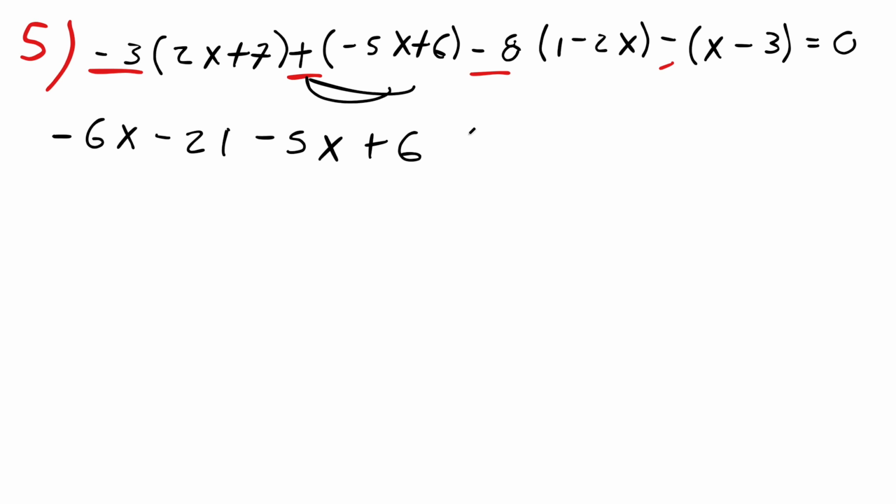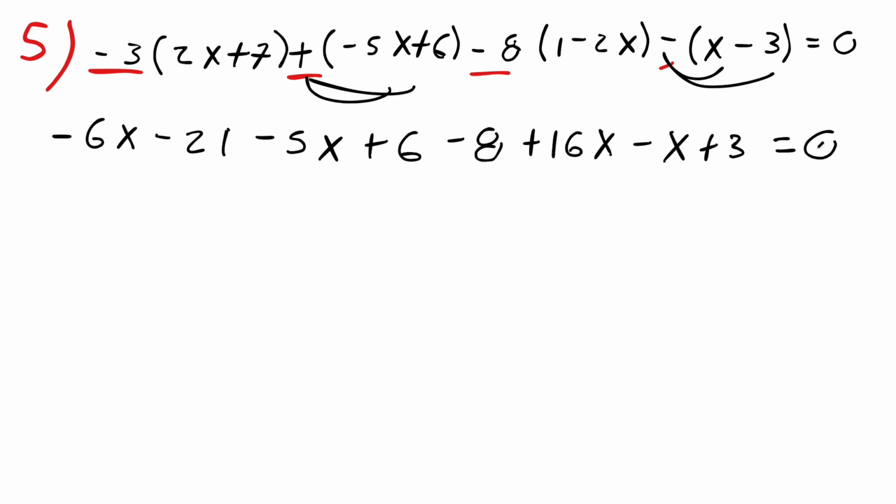And then we distribute with the 8 and with the negative sign. Negative 8 times 1 would be minus 8. Minus 8 times minus 2x would be positive 16x. And then, remember, distribute the negative sign. It would change every single sign inside the parentheses. So, minus x plus 3. That is equal to 0.